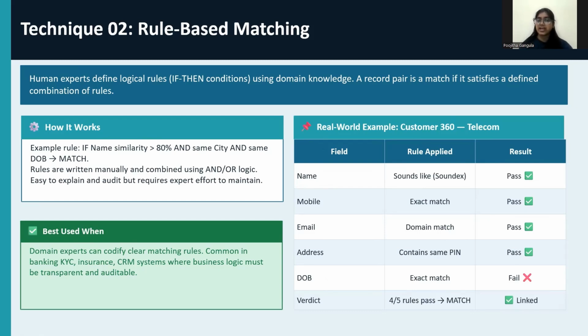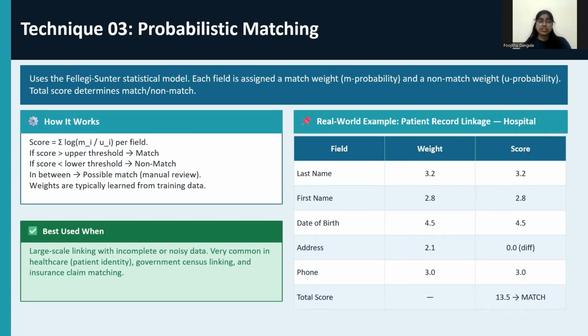So the next enhanced method is probabilistic matching. Instead of fixed rules, we use probability. Each field is given a weight based on its importance. For example, date of birth may have higher importance than address, and a score is calculated by combining these weights.